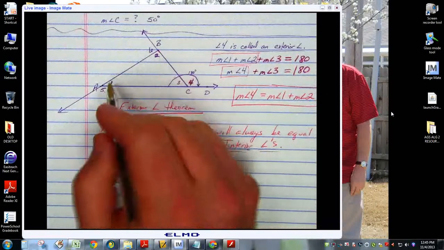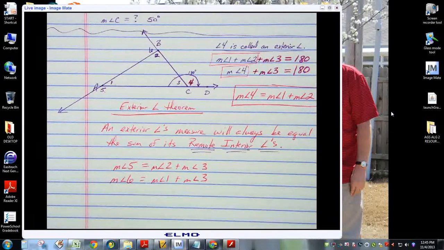This is another one of those that they won't ever tell you on a problem. They'll never tell you on a problem. You're just supposed to know that anytime you see a triangle, what do you know about the interior angles? They add to 180. Period.